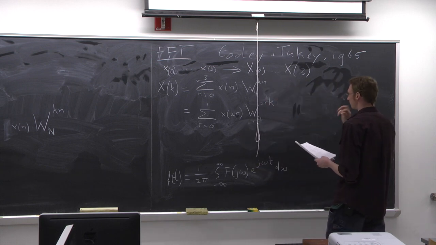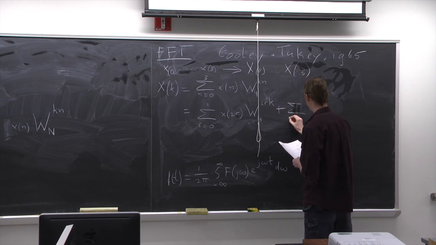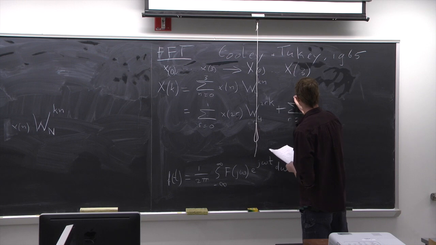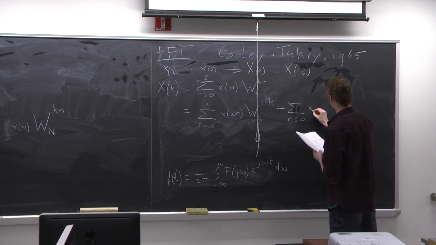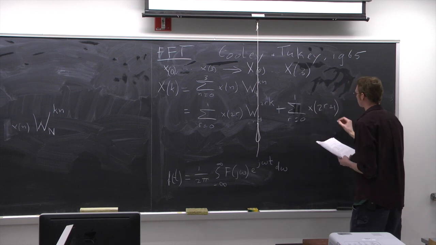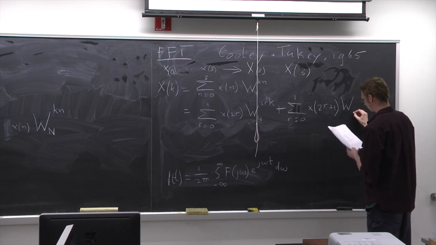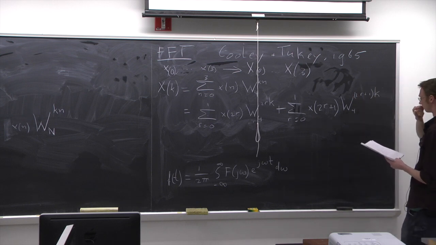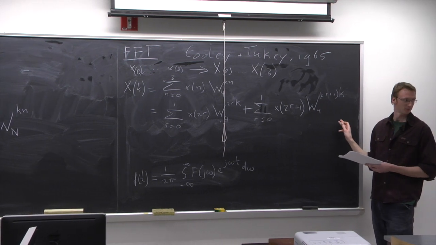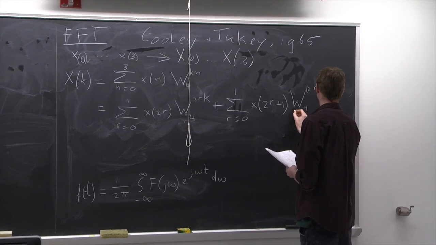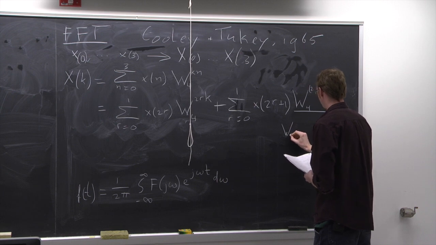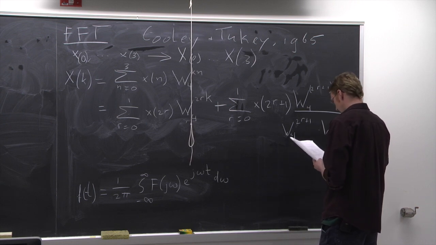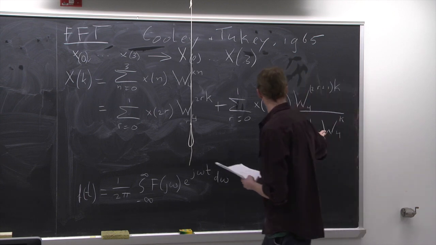And then the twiddle factor at 2rk. Now for the odd elements, the same sum over r. But now odd indexes to x, so 2r plus 1. And also an exponent here. And this twiddle factor to this power, you can split into the 2r plus 1 and k.